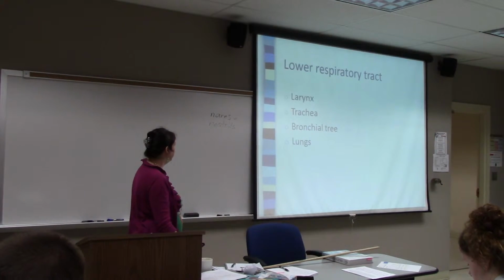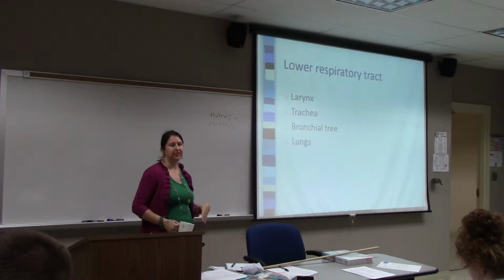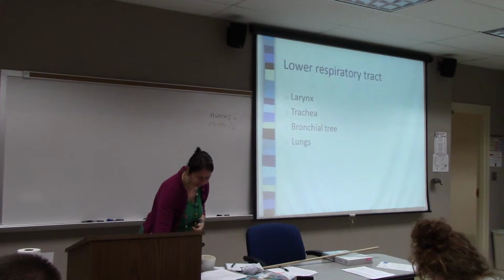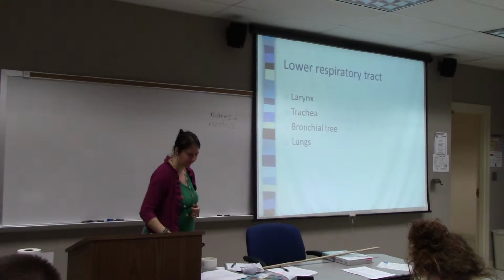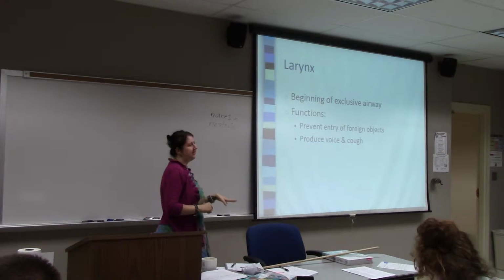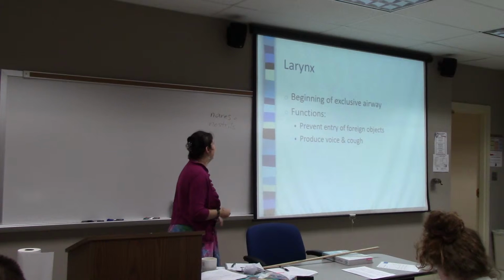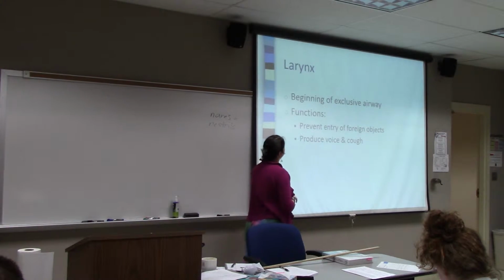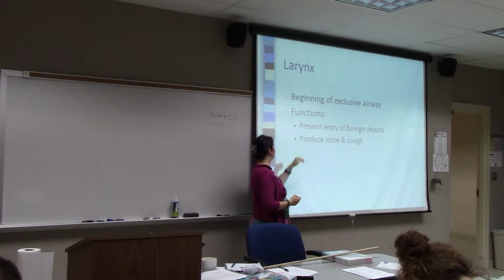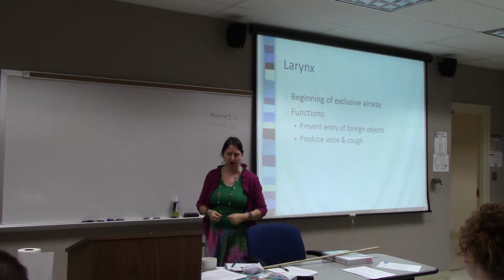The lower respiratory tract, we've got the larynx, trachea, bronchial tree, and lungs. The larynx is the first area that's just for air. It has several structures to prevent entry of foreign objects into the lower portions, and it's the part that produces the voice and the cough.